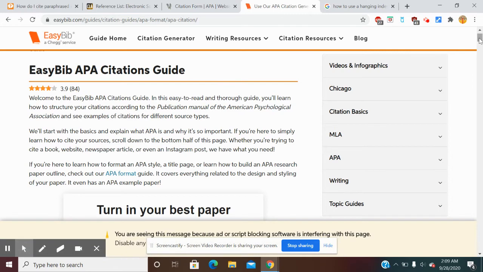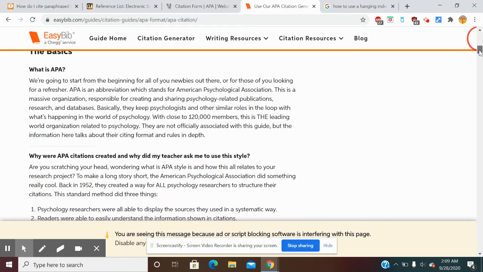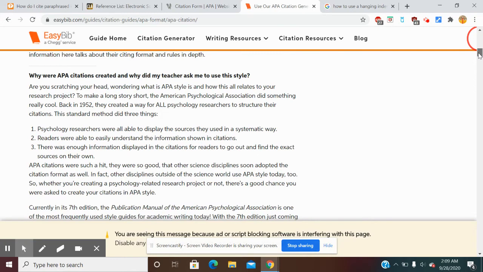Now I'm going to link all 3 websites in the description bar, and I would like for you to read through this. It shows you step by step what to do. Right here, why were APA citations created and why did my teacher ask me to use this style? Sometimes it's frustrating and you want to know the answer. They're telling you right here.